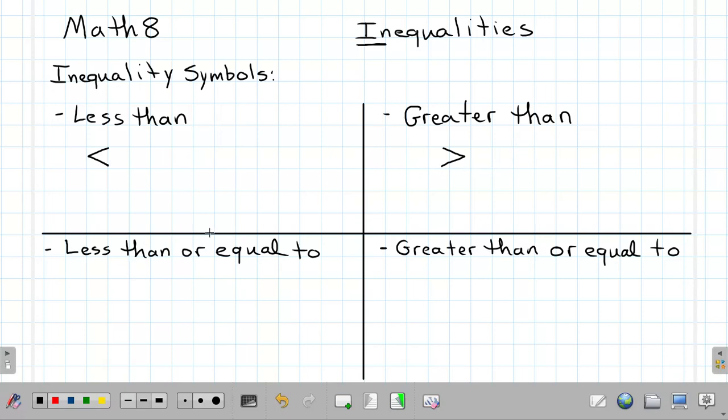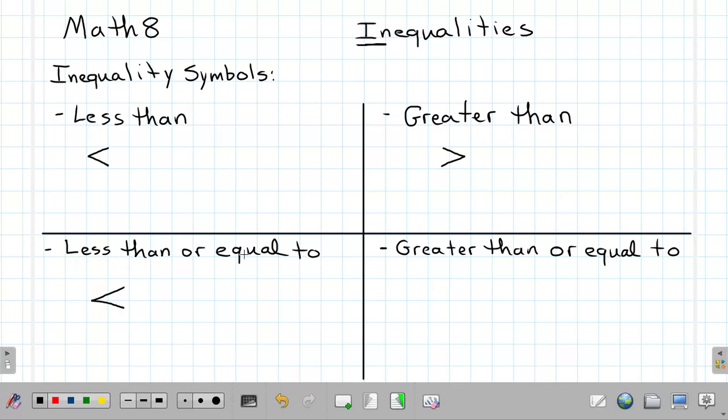Now, in addition to things being less than or greater than other numbers or variables, we also can talk about things that are less than or equal to. If you see the first part here, it says less than. Well, we use the less than symbol for the less than or equal to symbol, but there's one extra thing that has to go with it. If we just left it like that, these two signs are actually the same. It doesn't really tell us anything.